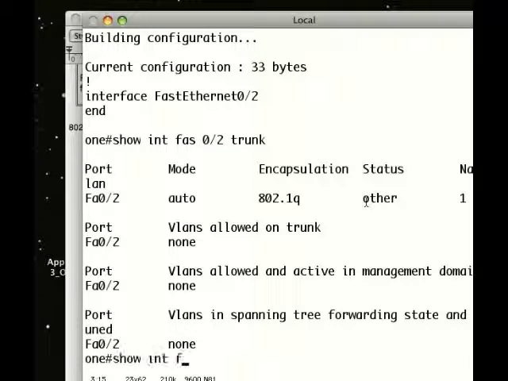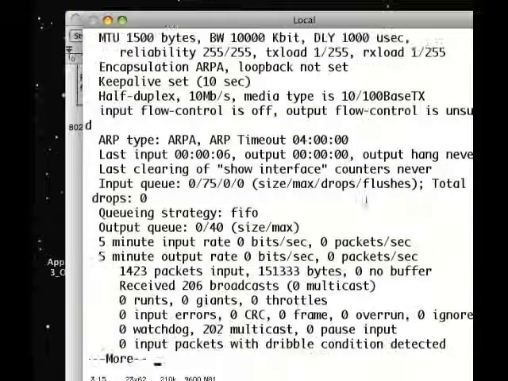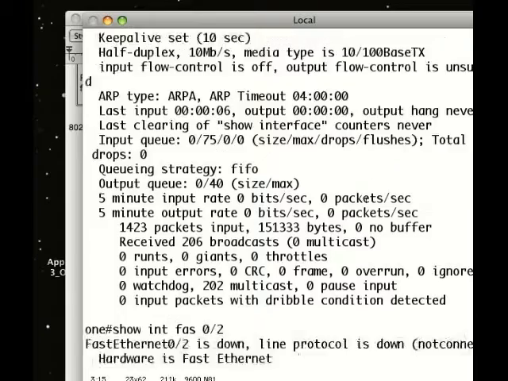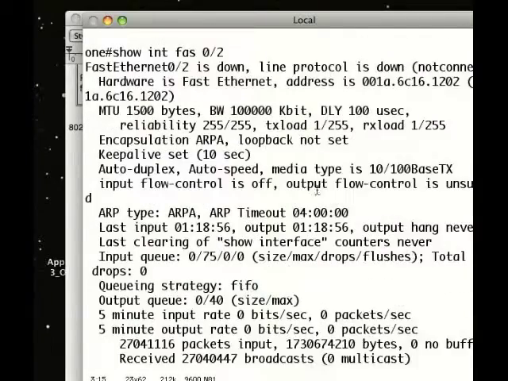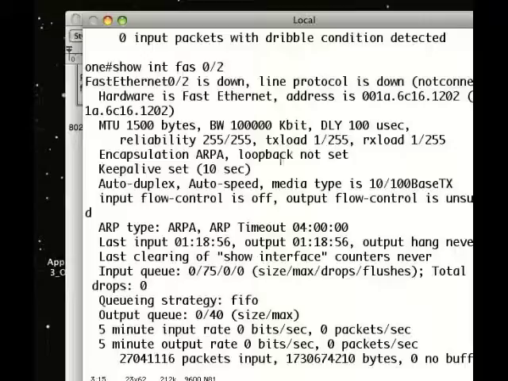Show int fast 0/2. Oh, my port is down. Line protocol is down. Well, why is my port down? Oh, my cable came out. That's what we call a physical layer problem.